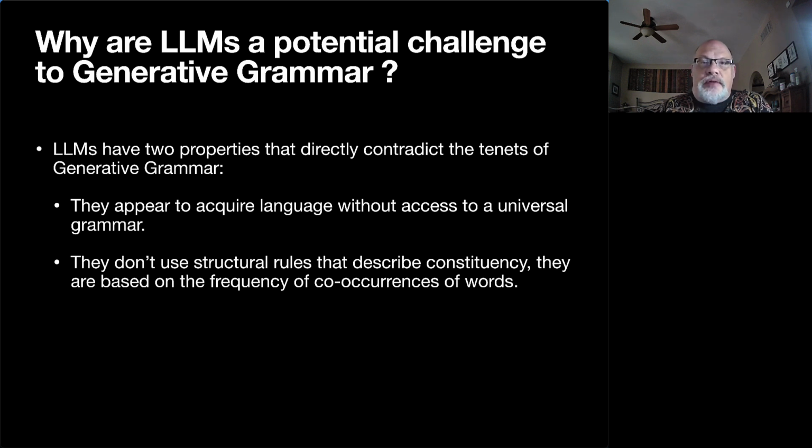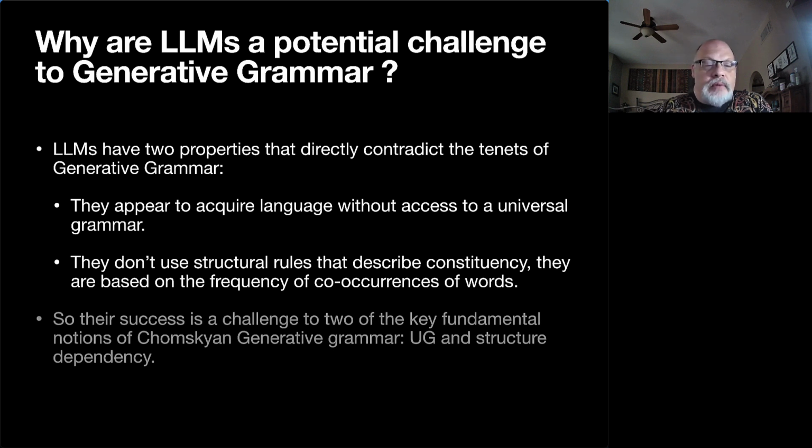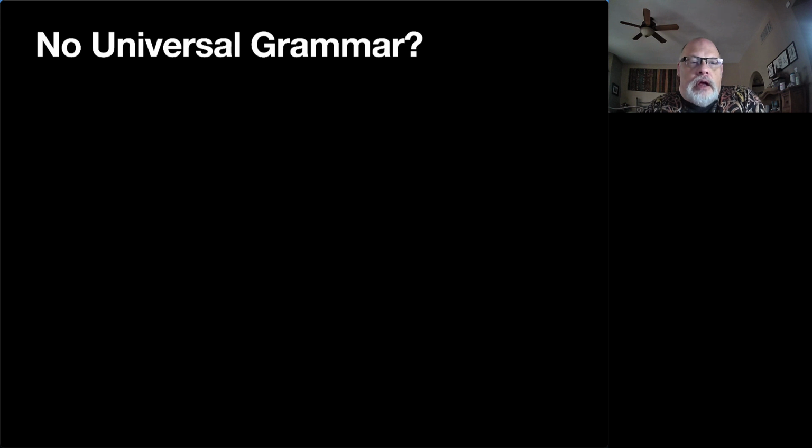Having access to a universal grammar underlying system for acquisition, and using structural dependent rules. So LLMs seem to use neither of these. Does that mean that those two parts of generative grammar are false? Is it really the case that there is no universal grammar and there is no structural dependency? Okay, so let's address both those questions in turn.